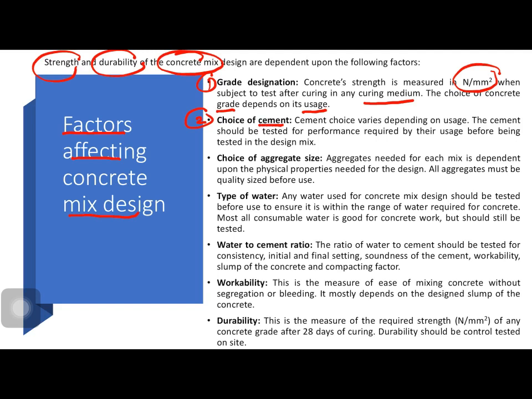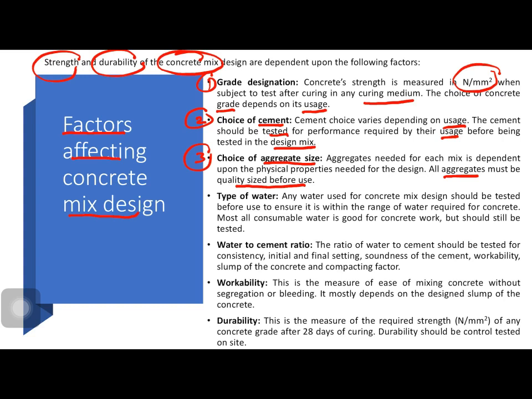Cement choice varies depending also on usage. The cement should be tested for performance required by its usage before being tested in the mix design. And then number 3, choice of aggregate size. Aggregate needed for each mix depends upon the physical properties needed for the design. All aggregate must be quality sized before use. That is why we need to do the sieve analysis in order to be included in the concrete production.